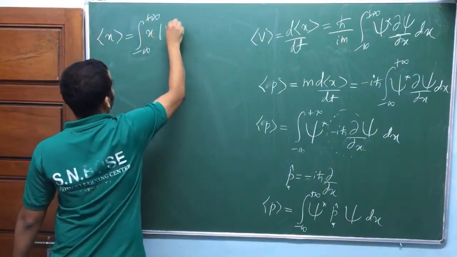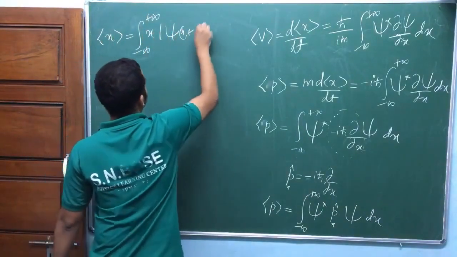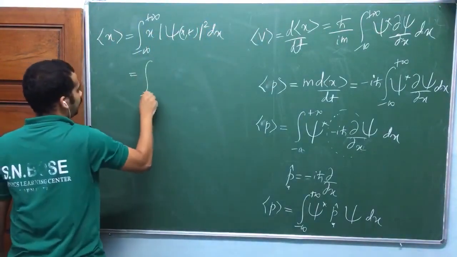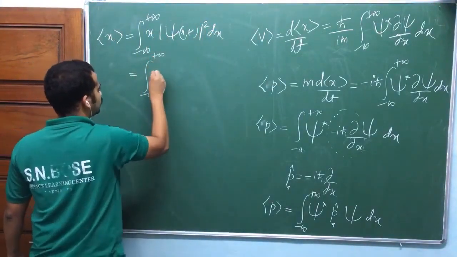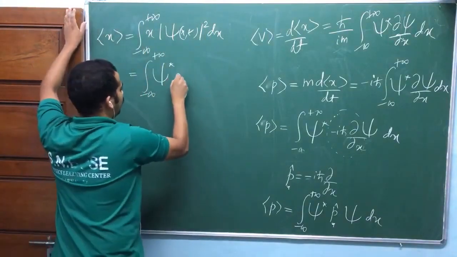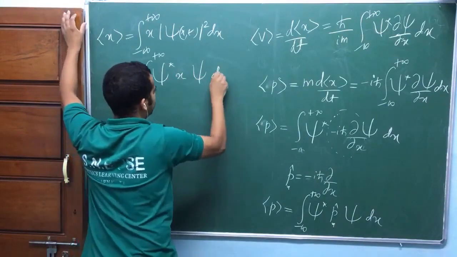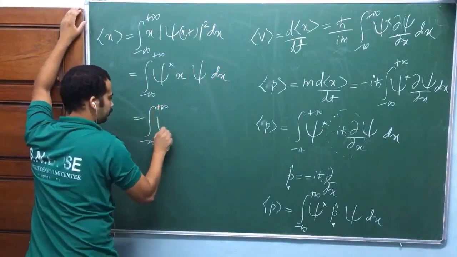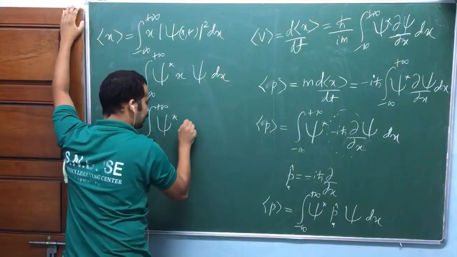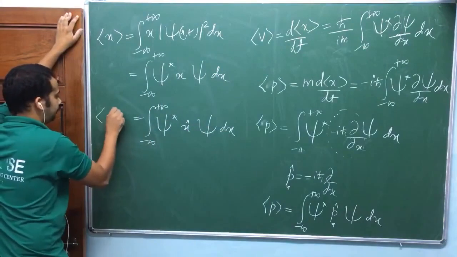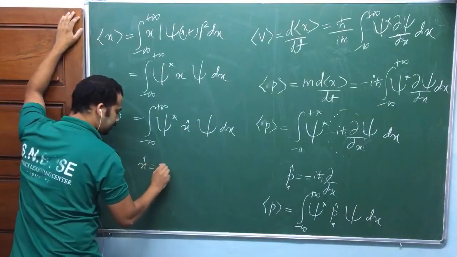X into mod psi of x comma t whole square dx, am I right? Now I'm going to edit this expression, minus infinity to plus infinity. So psi star, because x can be taken anywhere, x into psi dx, okay? Now what I do is minus infinity to plus infinity psi star x cap psi dx, but here x cap is x itself.